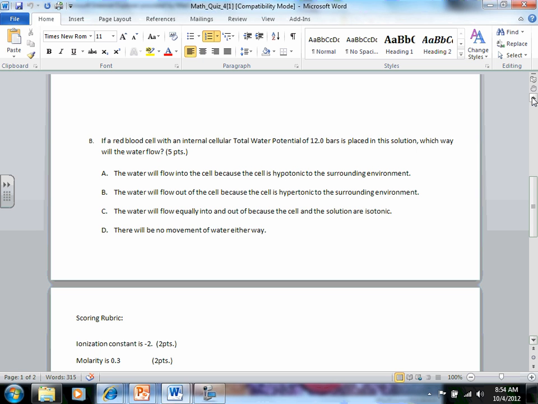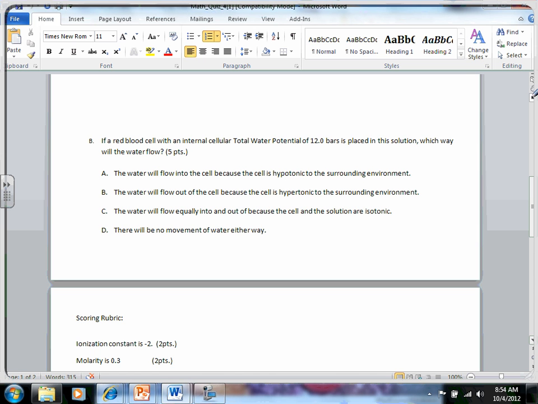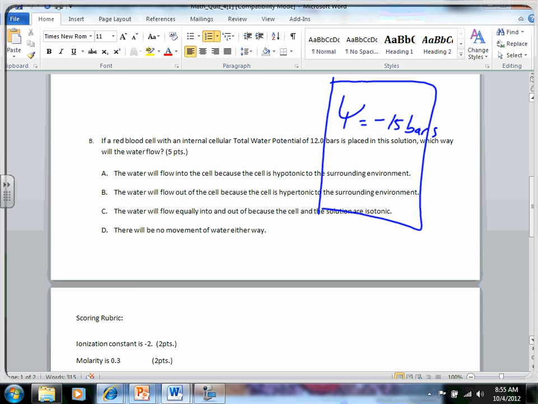Here's the second part. Remember that we have a container, and the container has a water potential of negative 15 bars. What they're telling us in this problem is that now we have a red blood cell with an internal water potential of 12 bars, positive 12. We're going to put that into this solution. So we put our red blood cell in here. The water potential of the red blood cell is 12 bars, and we want to know what's going to happen.